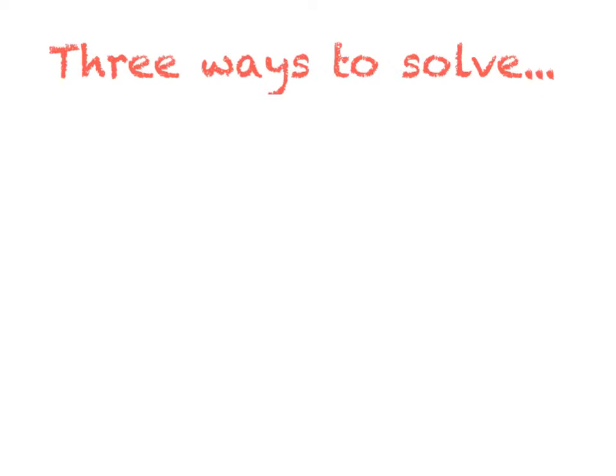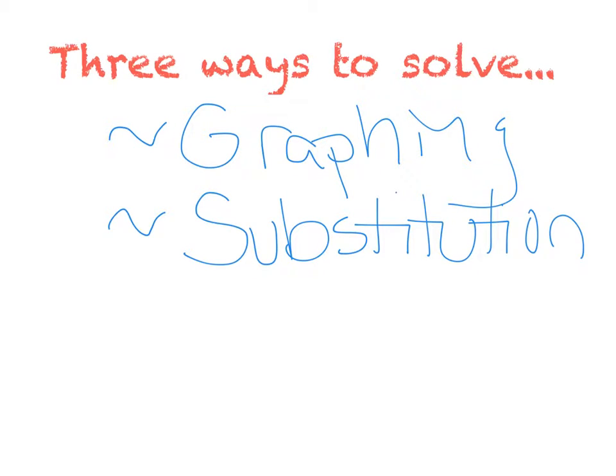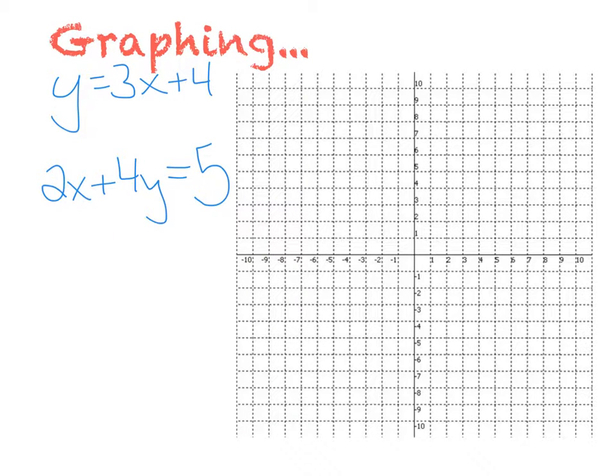There are three ways that you could solve a system of equations. The first way is by graphing, the second by substitution, and the third, elimination. Let me walk you through one example of how to solve a system of equations by graphing.